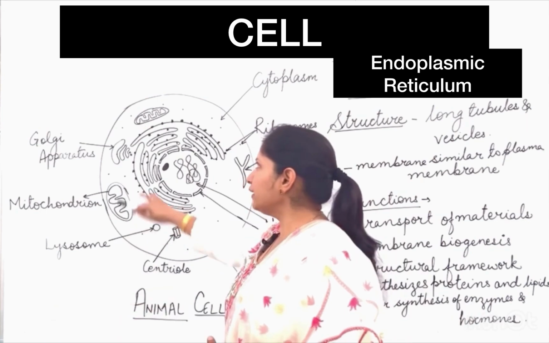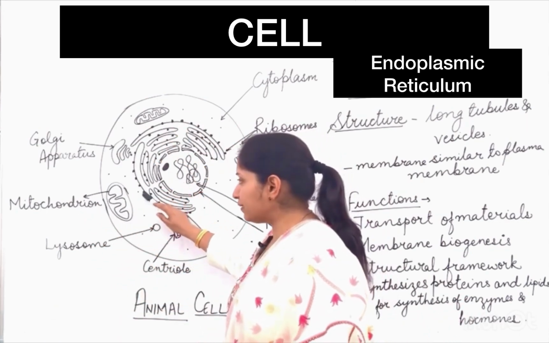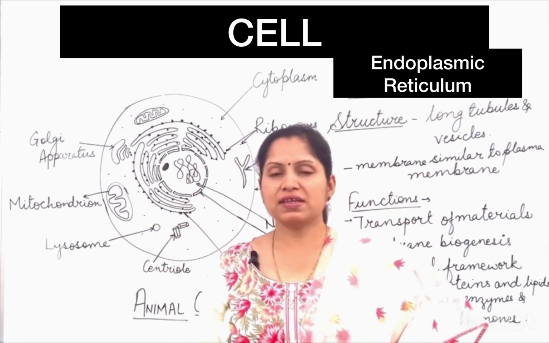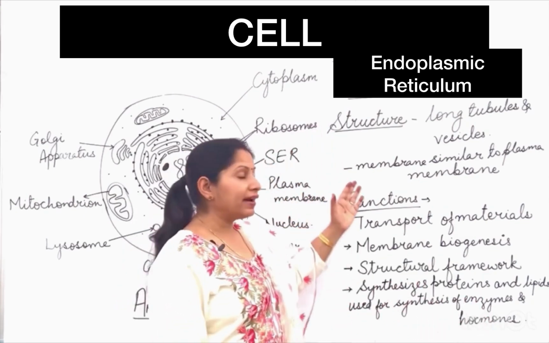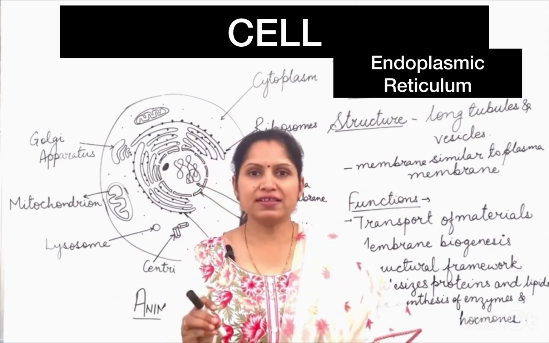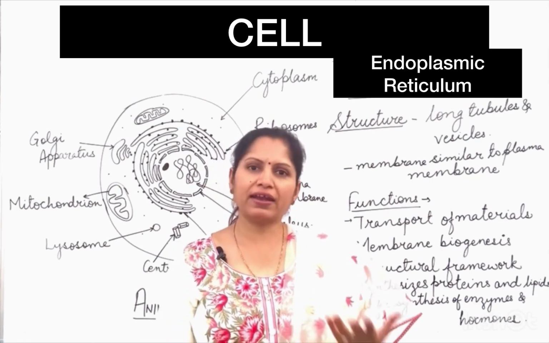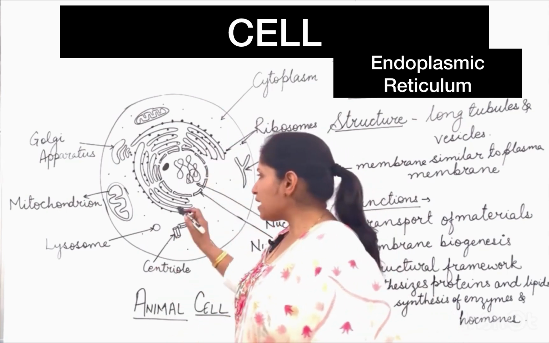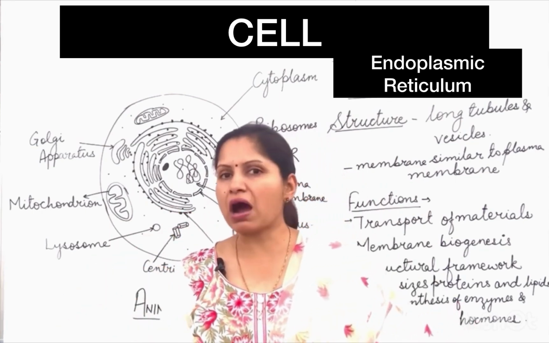It's spread all over the cell. It is also connected even to the plasma membrane. So it's present all over the cell, and so it forms a basic structural framework of a cell. Apart from that, if you observe the endoplasmic reticulum microscopically, its structure is similar to that of the plasma membrane. One more thing that you can observe is that endoplasmic reticulum has a single membrane. So it's a single membrane bound structure.